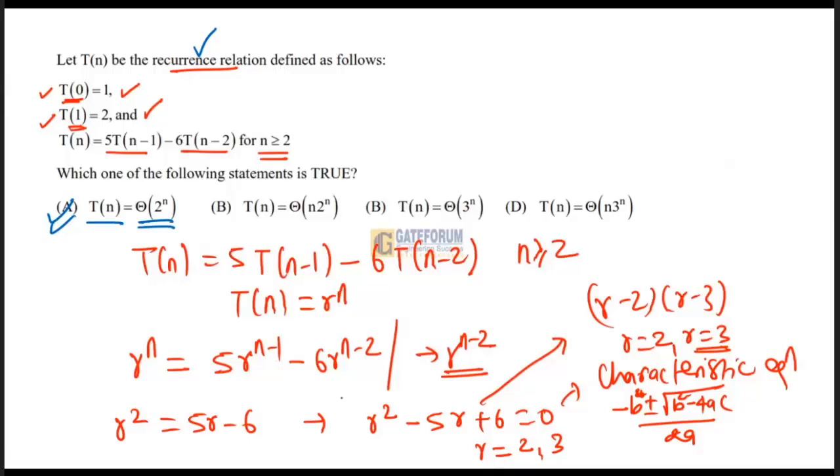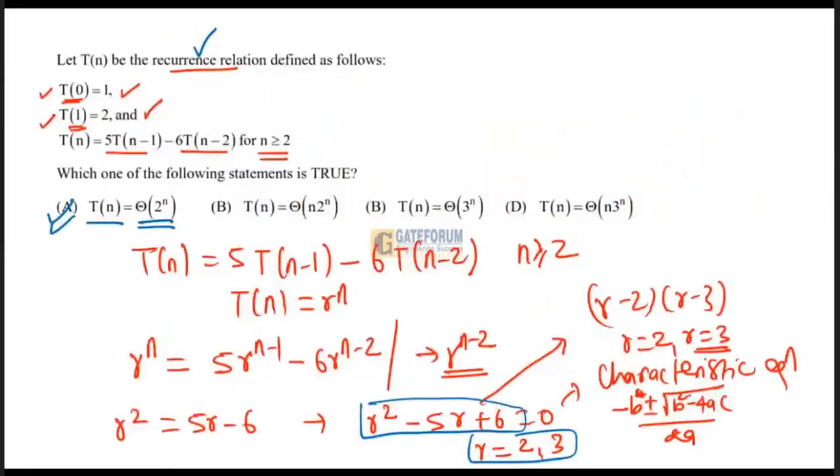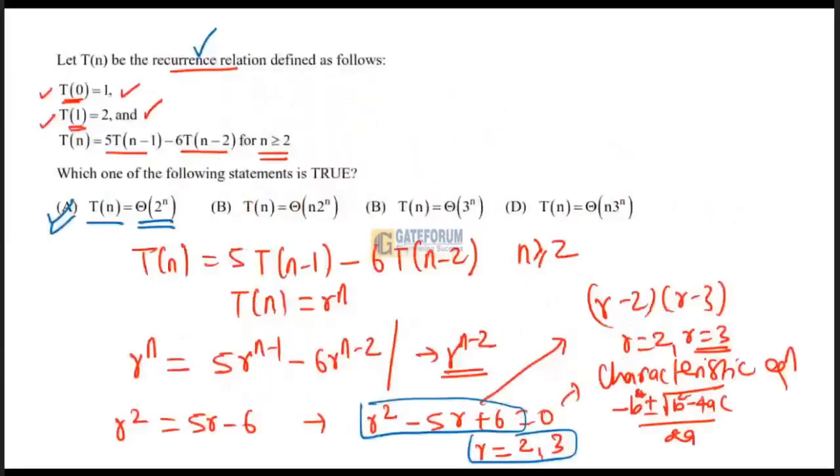First the characteristic equation, which was this, thereafter the roots, which was this, and thereafter simply the complementary equation, because we have replaced Tn with r^n. Then getting the constant value and substituting the value of this constant again into the complementary equation, and at the end the final time complexity of the recurrence relation, which is theta of 2 raised to the power n. So option A is the correct answer of this GATE problem. I hope it is clear to everyone.